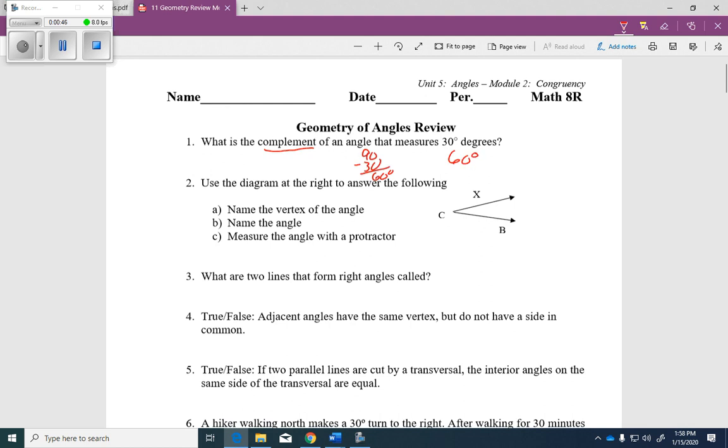Name the vertex of the angle. The vertex is where these two sides meet, so that's C. Name the angle. I can name it with 3 letters. It could be called angle XCB. I could also call it BCX. In this case, I could actually even call it just angle C. If we put a number in here, we could even call it angle 1. And then it says measure the angle with a protractor. I can't put a protractor here on my screen. Turns out to be about 22 degrees, though, if you use your protractor properly.